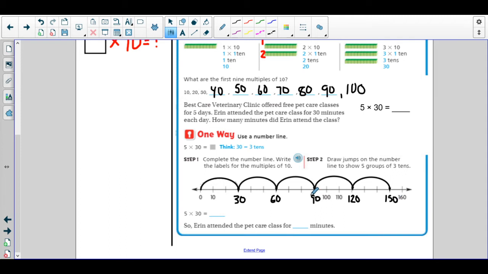So 5 times 30 is equal to 150. All right, we made 5 equal jumps, with each jump representing 30 minutes. So 5 equal jumps of 30 gives us 150.